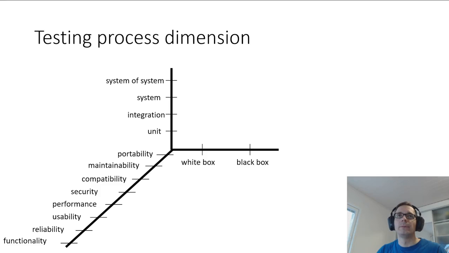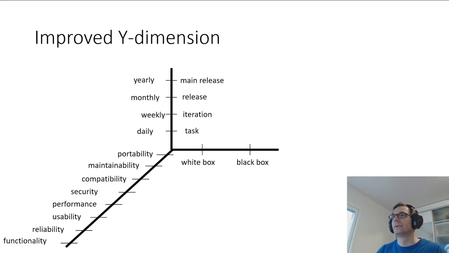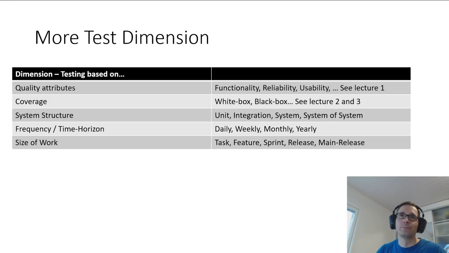Now we can introduce maybe an improved Y dimension. We could think of the Y dimension in terms of time. So this could be quality assurance tasks that are done daily, weekly, monthly, yearly. Or we could think of it in terms of the size of the work. So for each task, for each iteration, for each release, for main release, we do these quality assurance activities. But no, we cannot really claim that this would be the improved Y dimension. They are simply different dimensions that you might or might not care about.